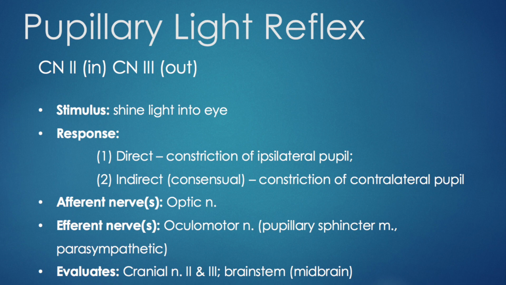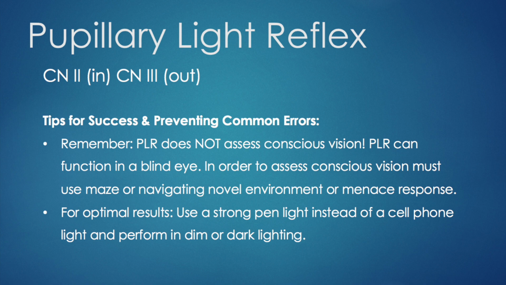Constriction is elicited by the parasympathetic response of the oculomotor nerve, which causes constriction of the pupil. Remember, PLR does not assess conscious vision. PLR can function in a blind eye. Therefore, in order to assess conscious vision, one must use a maze or navigate the novel environment or do the menace response, which I will demonstrate with Toby next.